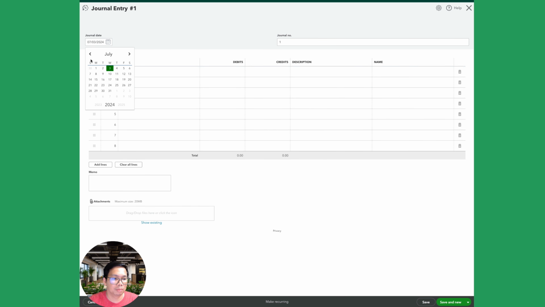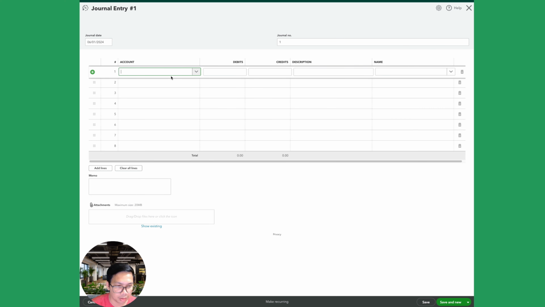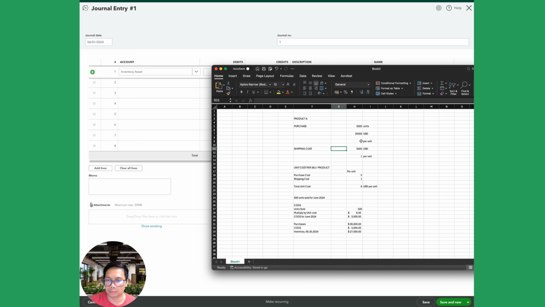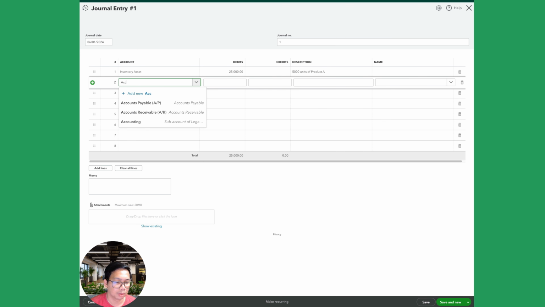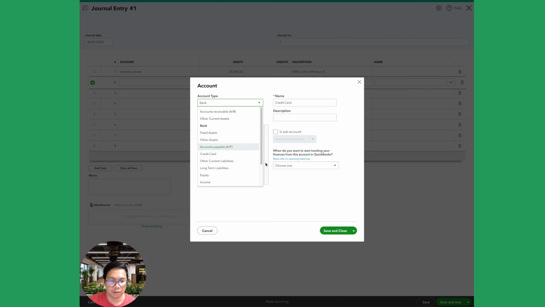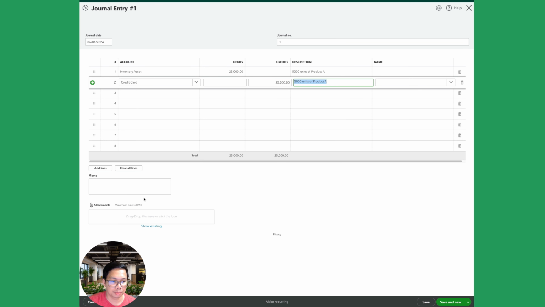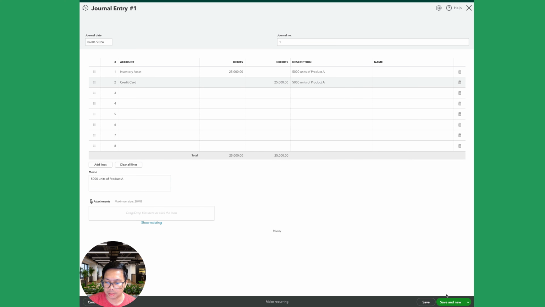For example, the company bought the product on June 1, and we will debit inventory in the amount of 25,000 for 5,000 units of product A, and then credit accounts payable or cash if you paid it via cash or credit card, depending on whether you already paid it or not. So let's assume we paid it via credit card. Let's create the credit card account, copy the description on the memo, and then let's save it.